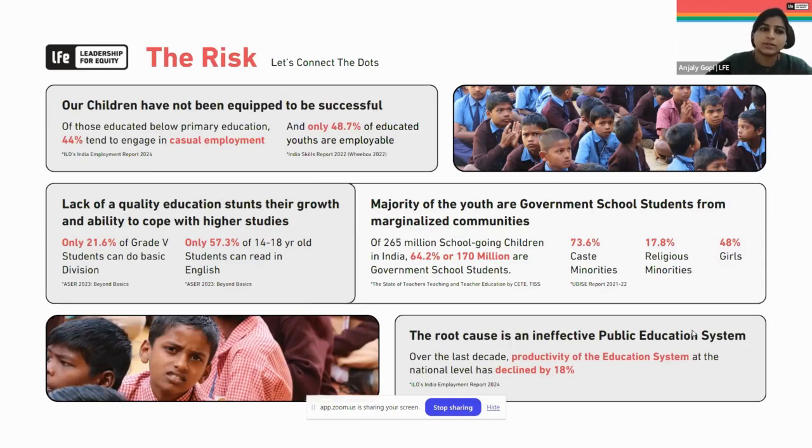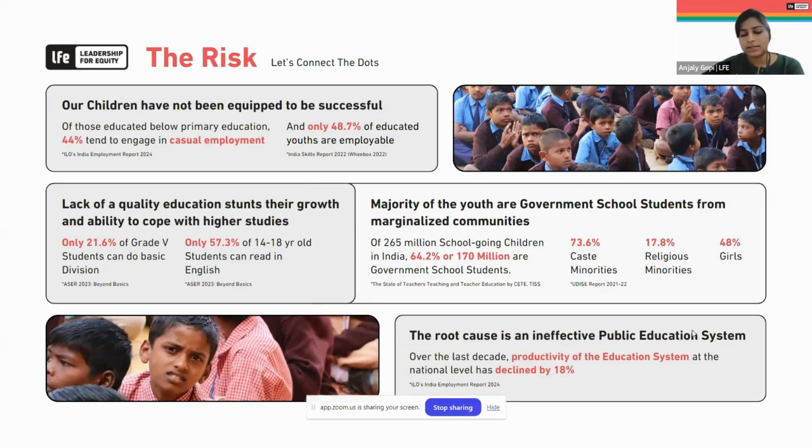Because based on the report released by the International Labour Organization, the India Employment Report, of the educated students below primary education, only 44% tend to engage in casual employment. Whereas, out of all the students together, only 48.7% of educated youth are employable, which means more than half of the youth is unemployable. Why do we say that they are unemployable? Because they lack the skill set that is needed to get into employment, right?